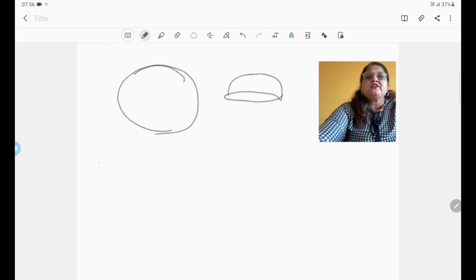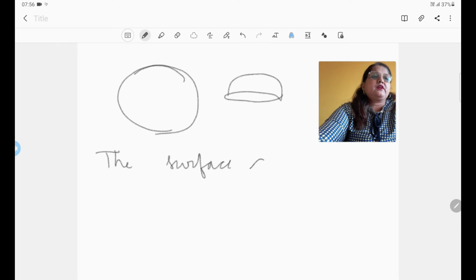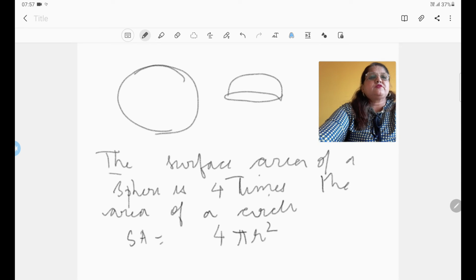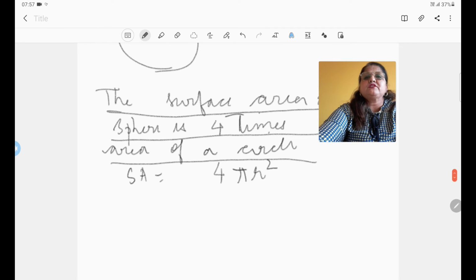A simple way to remember the surface area and volume of a sphere is to remember the sentence: the surface area of a sphere is 4 times the area of a circle. Now area of a circle is pi r square, so surface area of a sphere will be 4 pi r square. Just remember this concept. Surface area of a sphere is 4 times the area of a circle.